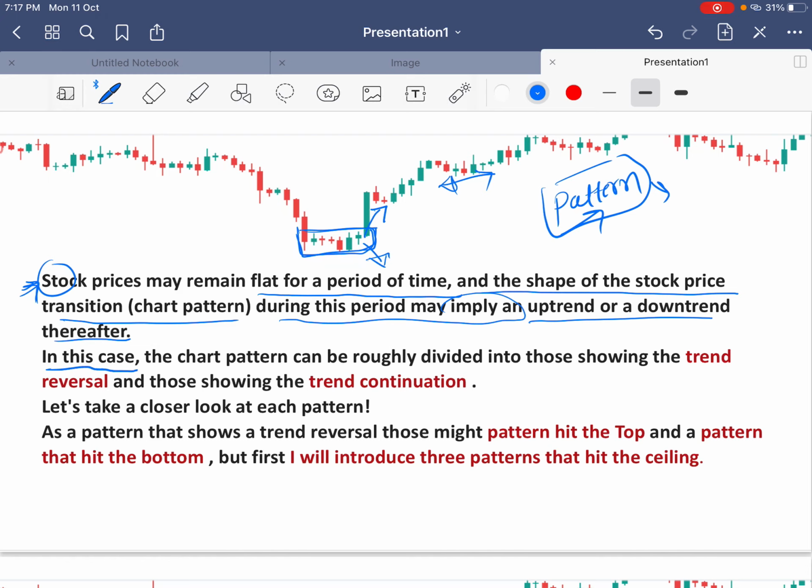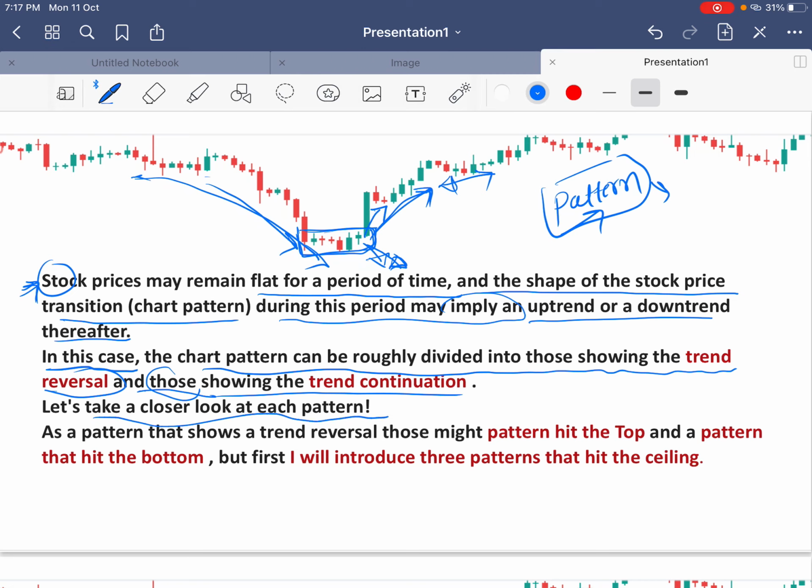And so this is the phenomenon for any trade. In this case the chart patterns can roughly be divided into those showing the trend reversal. As you can see from the downside, the chart bounced back from this side and it is a reversal trend. And sometimes those showing the trend continuation. Sometimes after this the trade might fall from this zone and continue on the selling side, as you can see from this example. So let's take a closer look at each pattern.